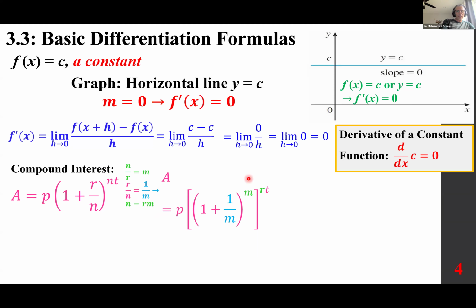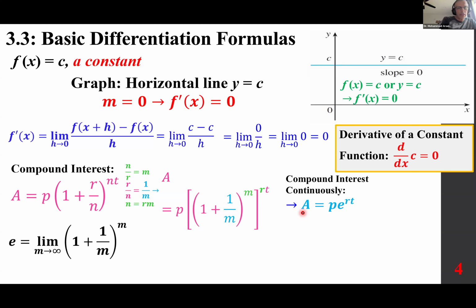And we separate this, and this piece was the definition of e, and we went to the compound interest continuously, and we said A equals P e to the power of rt. Therefore, if you look at this piece, e is a number such that it's the limit of (1 + 1/m)^m as m approaches infinity.